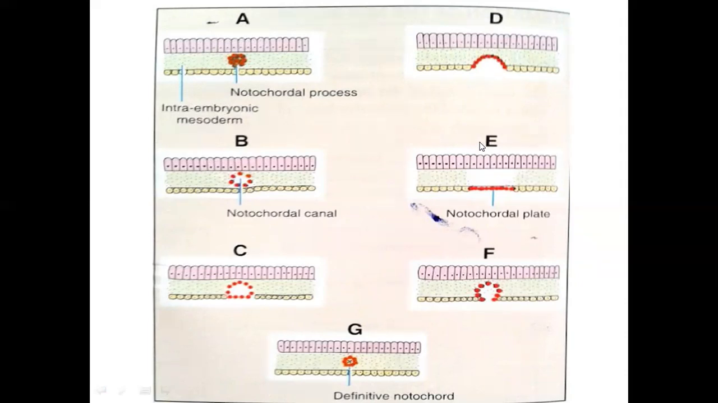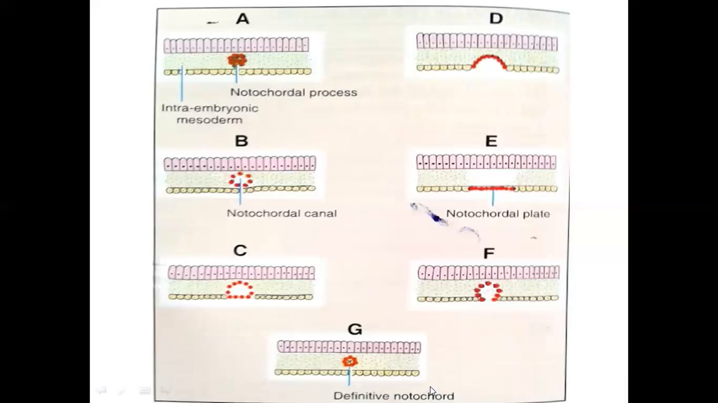In diagram E, we can see it becomes straight. So this curved portion will become straight here. So this is straight and this is called a notochordal plate. Now we refer to it as a notochordal plate. Later on it becomes concave again and these two ends come together and form the final and definitive notochordal canal. And the cells inside will proliferate, they multiply, and the canal will convert into a solid tube-like structure. And this solid tube-like structure is called the definitive notochord.